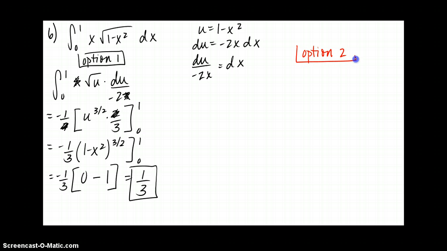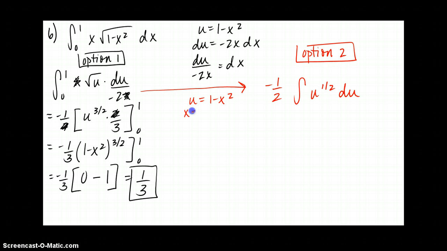So option number 2. The u-substitution of the integrand gives us negative 1/2 times the integral of u to the 1/2 du. Now let's change the boundaries. When x equals 0, when I plug 0 into this, u is equal to 1. When x is equal to 1, when I plug 1 in here, I get a boundary of 0. So now look what happens to our boundaries on the u-substitution. They're high to low instead of low to high. So how do we switch that? We take the opposite of the whole thing.